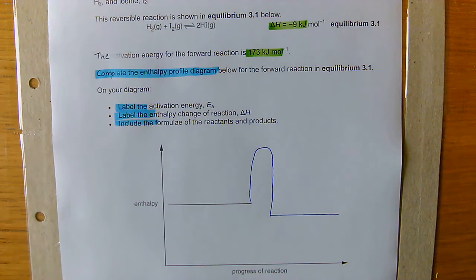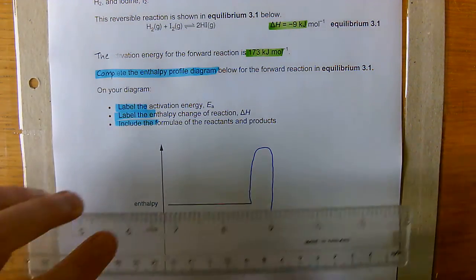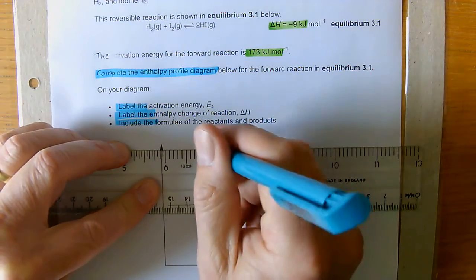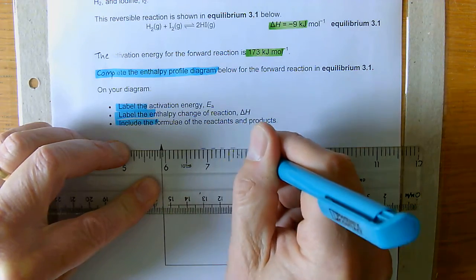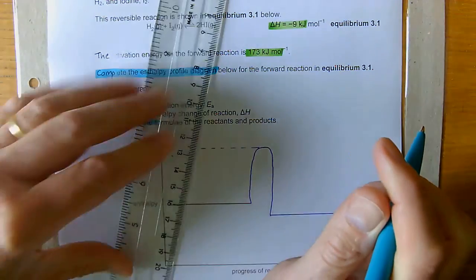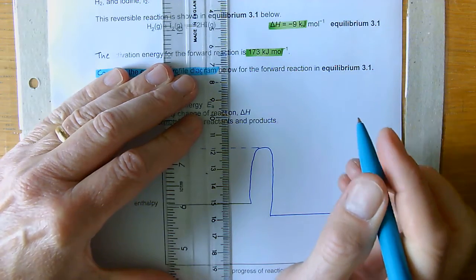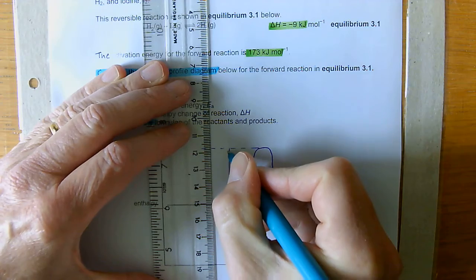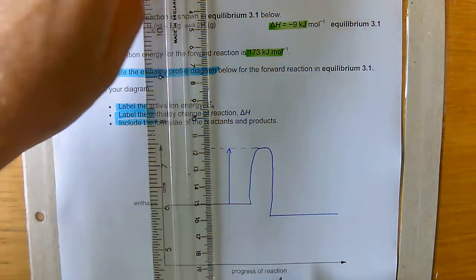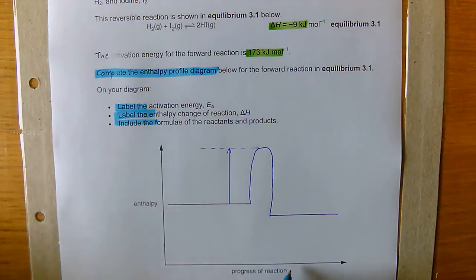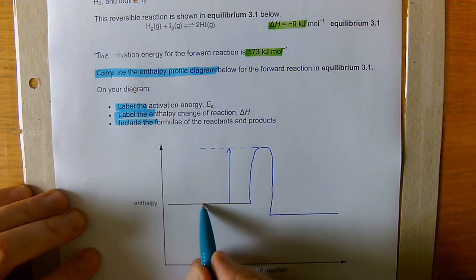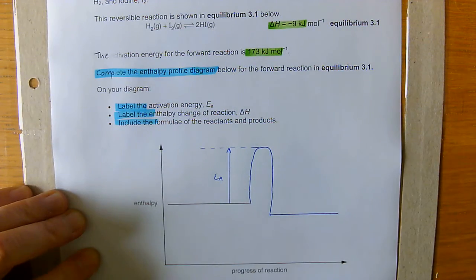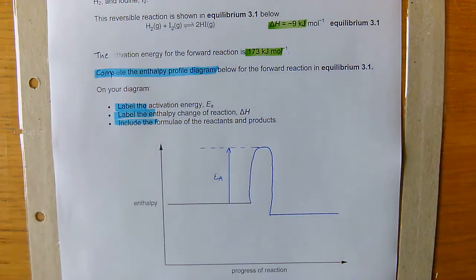Let's have a look at what we need to label. We've got to label the activation energy, so the easiest way to do that is to draw a line across from here, just a little dotted line, and then our activation energy goes up from where we started to the very peak. And it's important we just put one arrowhead on there, don't put 2 arrowheads, because the activation energy is directional. We are starting here and we are going to here, so the arrow goes up, and we'll label that EA for activation energy.